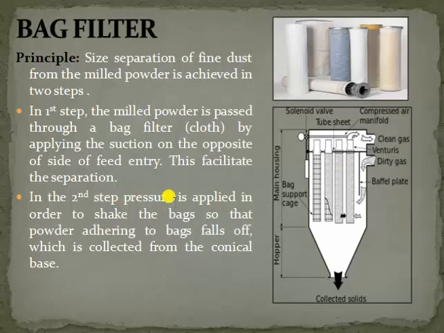After that, the second step is that pressure is applied in order to shake the bag so that powder adhering to the bag falls off, which is collected from the conical base. Once your dirt is collected in the bag, shaking takes place. That shaking is so powerful that all the particles are collected from the bottom of the equipment. So it's a simple mechanism. It is not generally referred to as a size separator, but it separates your dust and the air. So it is referred to as a bag filter, not as a size separator, but a filter medium.